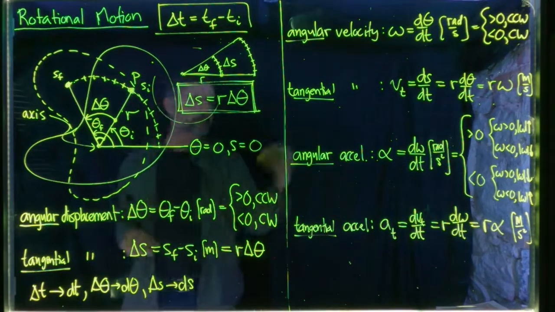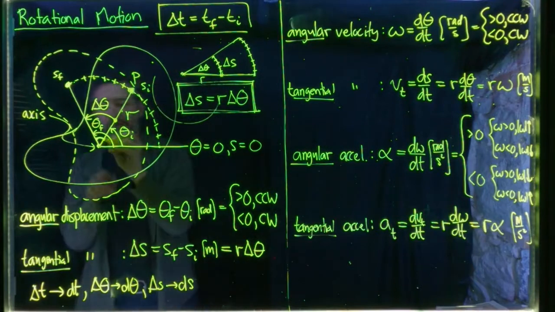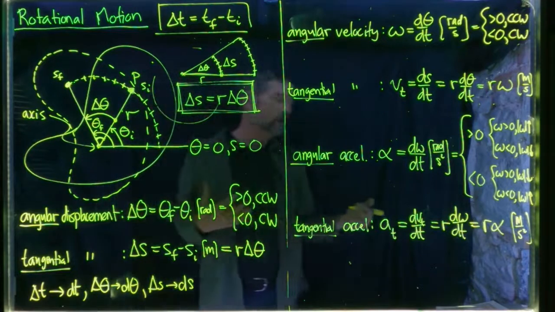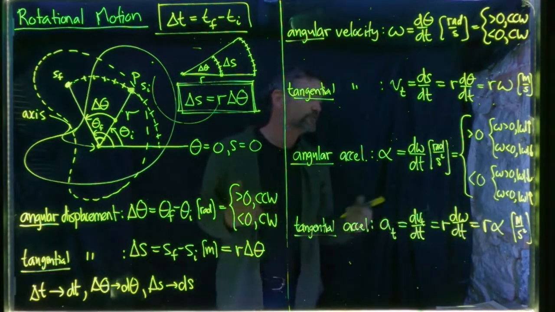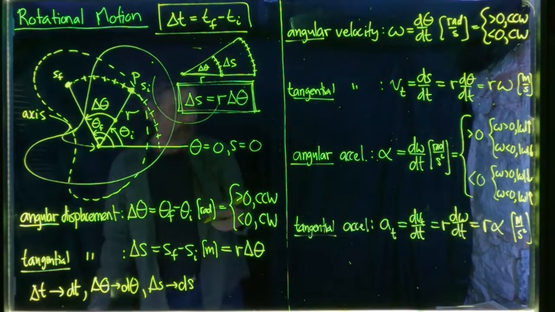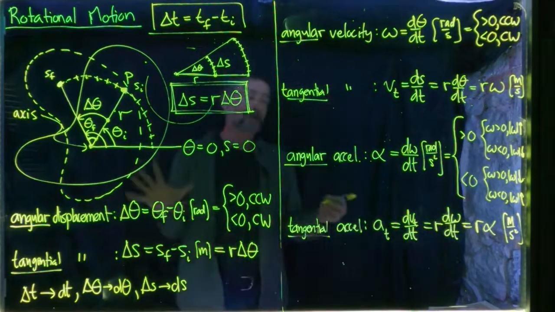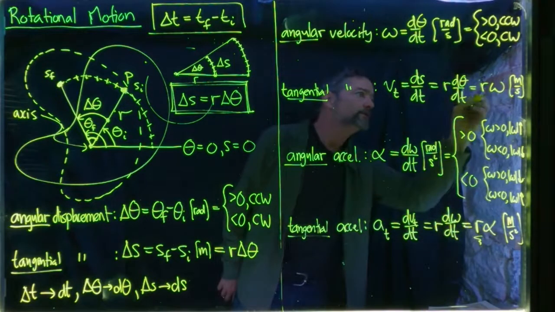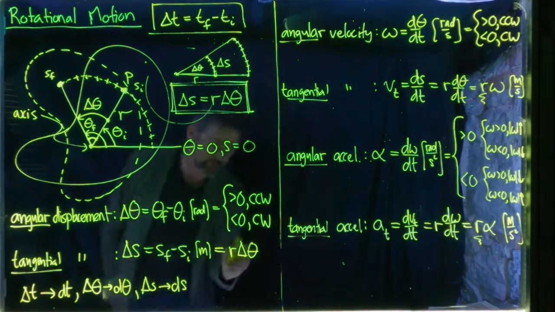So for a given angular acceleration, if you're located close to the axis of rotation, then the change in the tangential velocity, meters per second, will be small. But if you're located far away, then the change in the tangential velocity, meters per second squared, will be larger. So it's proportional to r. This factor of r is really important here, here, and here.